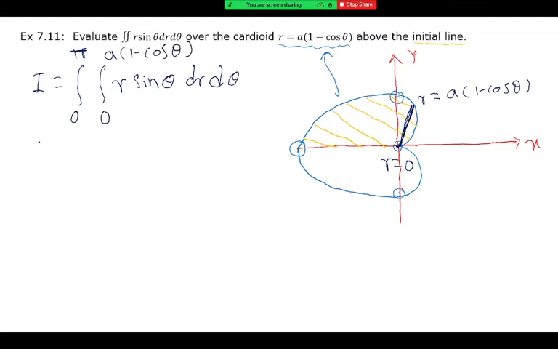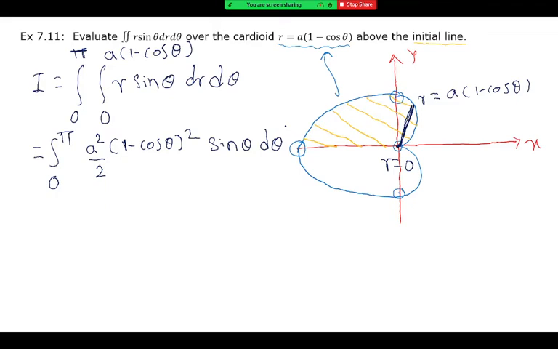Now do this integration one by one. This 0 to pi as it is. Can you tell me the integration? These integrals are always algebraic there. R square by 2. Yes, R square by 2. So I will replace that limit also. R square by 2 means A square, 1 minus cos theta bracket square upon 2, sin theta d theta. I dropped one step actually.